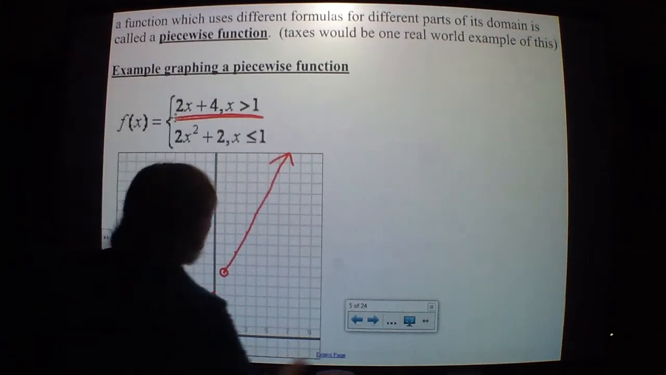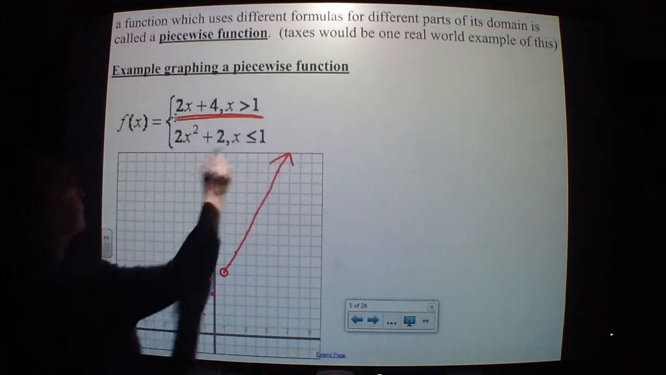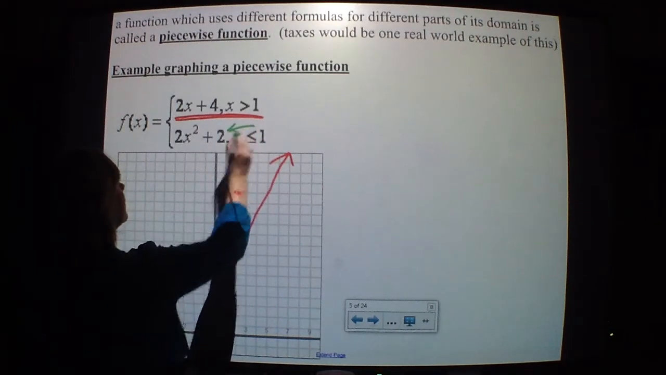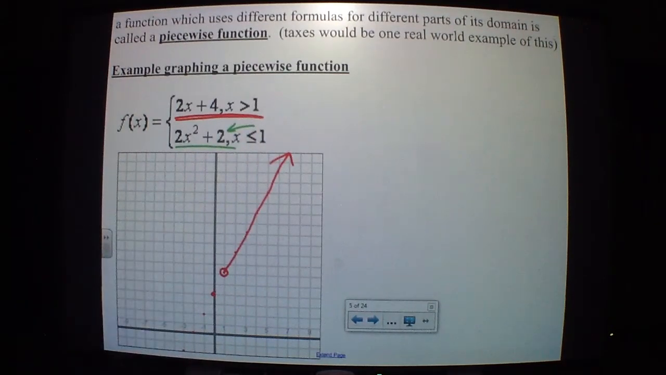So now let me graph the second one. 2x squared plus 2 for x less than or equal to 1.